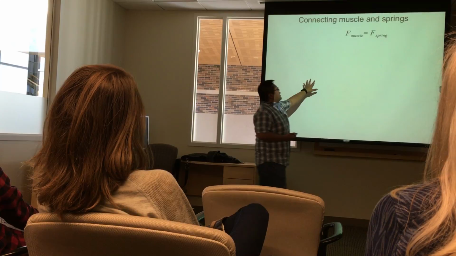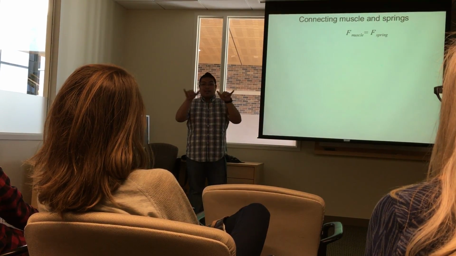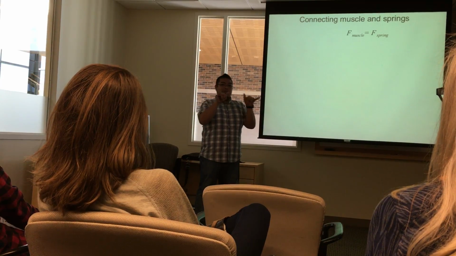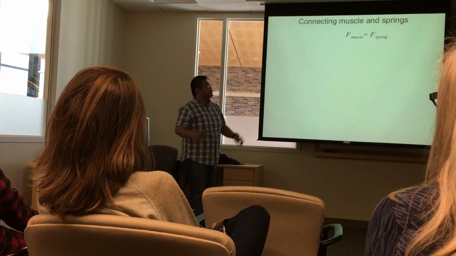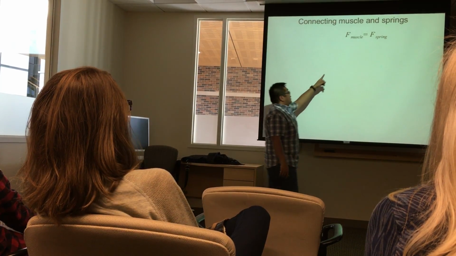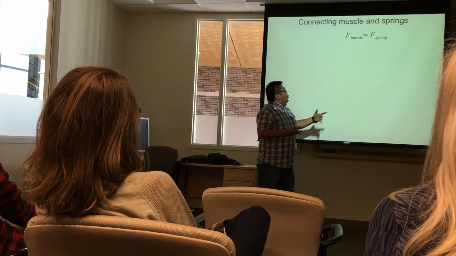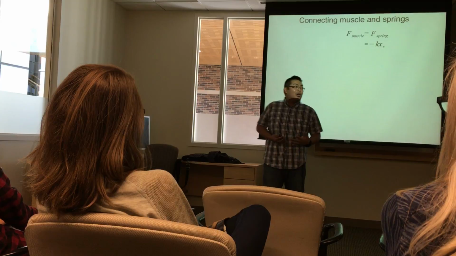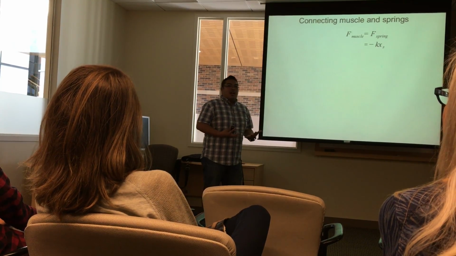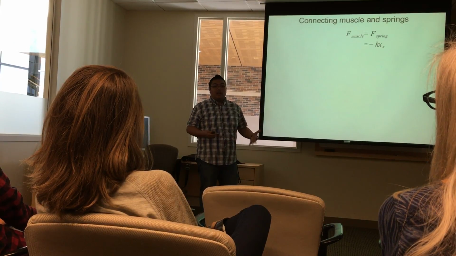So we'll start with how do you connect a muscle and a spring. One way that you can connect them, again, is by the force, right? Their forces have to be equal, just like when you have two springs connected to each other, their forces have to be equal. So then what you can do is break these forces down into their constituent models. One simple one for the force of a spring is negative kx. That is Hooke's law.